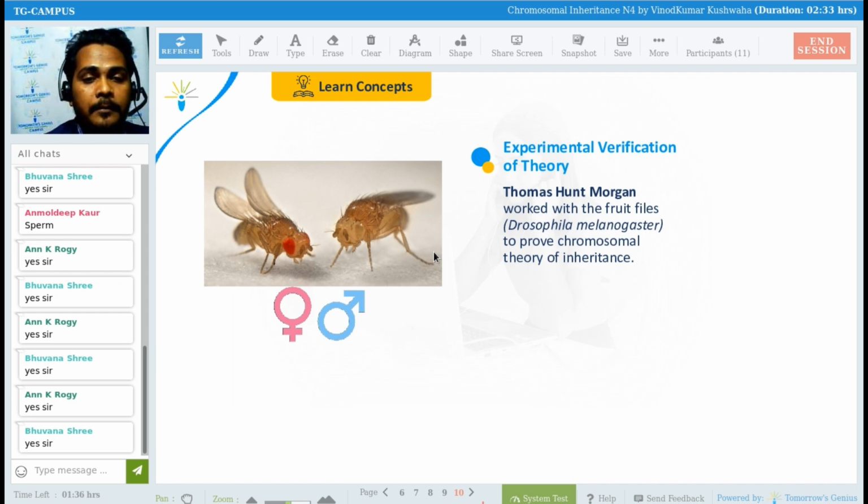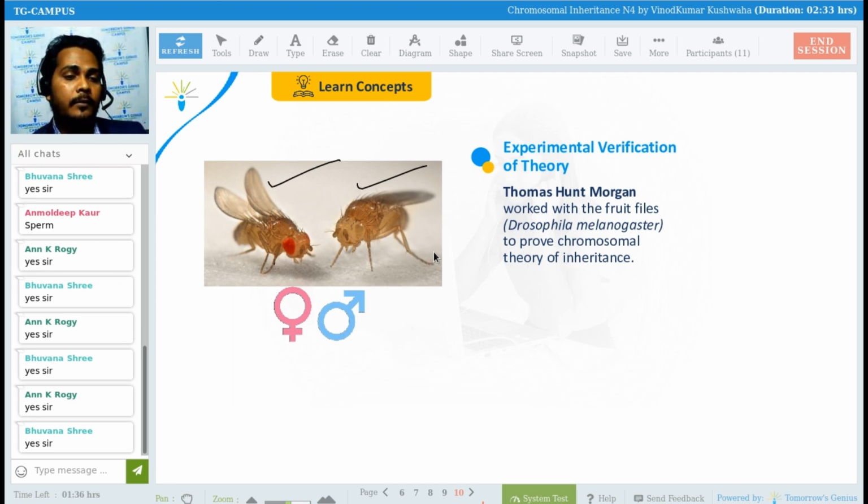Generally, this kind of fly is called a fruit fly. They love fruit, so they generally depend on the fruit to survive. That's why it is called the fruit fly. And the zoological name of this particular species is Drosophila melanogaster. It is written over here.